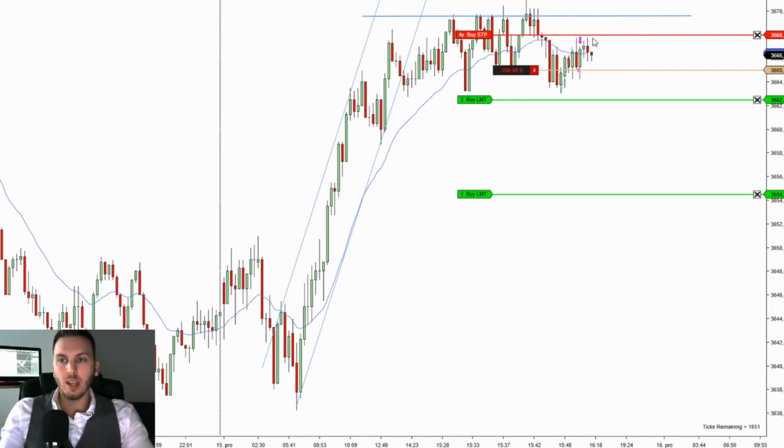And by the way, this is why I keep the stop one tick above the signal bar. I'm using the price action structure to help me protect my stop. You never want to chicken out of this trade and put it much lower here.